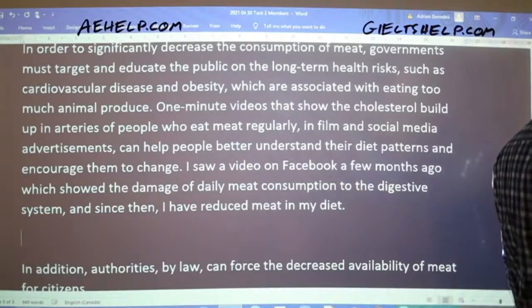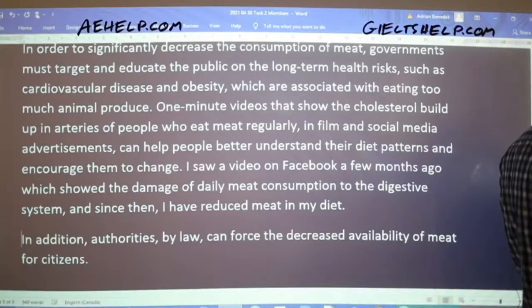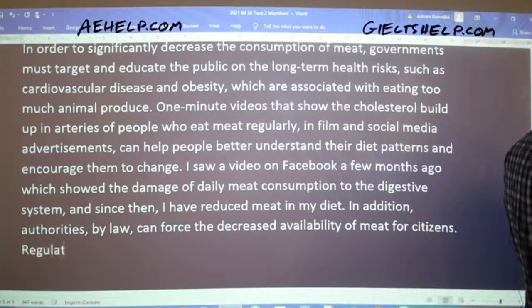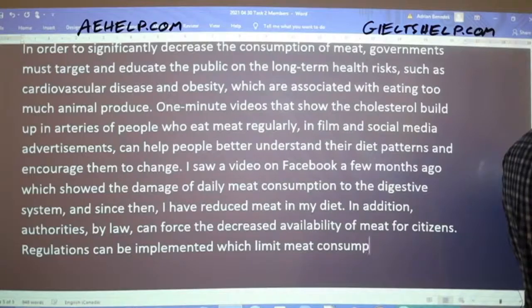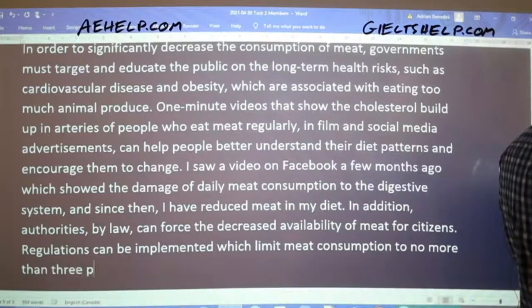So now I have this second point here. In addition, authorities by law can force the decreased availability of meat for citizens. Regulations can be implemented which limit meat consumption to no more than 3 pounds per person per month.